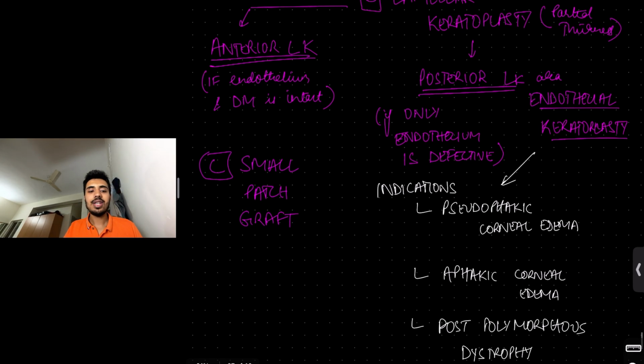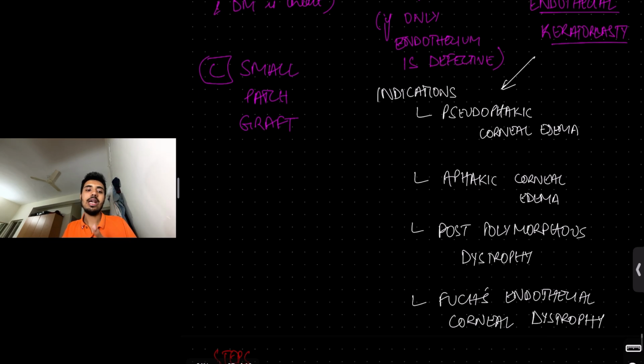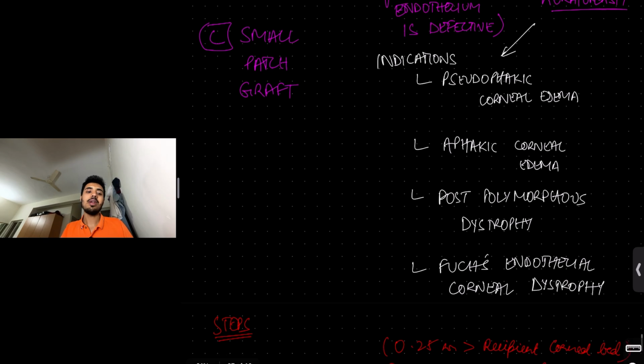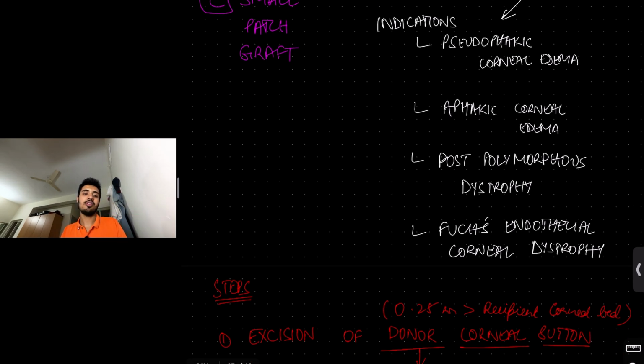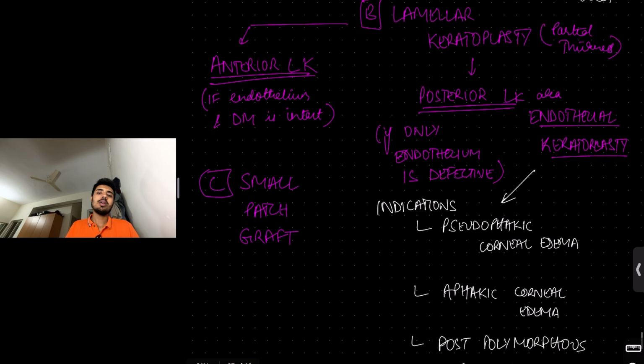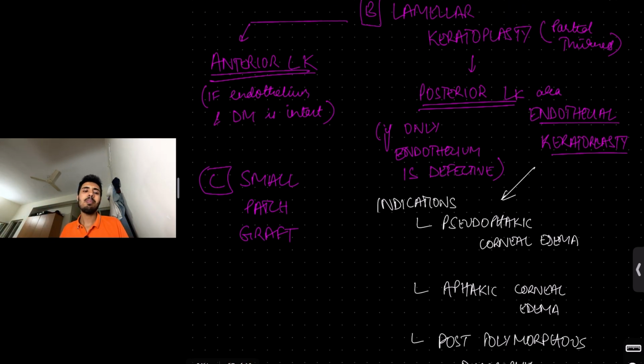What are the indications? Pseudophakic corneal edema, aphakic corneal edema, Fuchs endothelial dystrophy, posterior polymorphous dystrophy, etc. Remember three or four, just in case you forget one in the exam for a 3 marker. So this is endothelial keratoplasty, a partial thickness graft of the posterior lamella, which comes under lamellar keratoplasty.